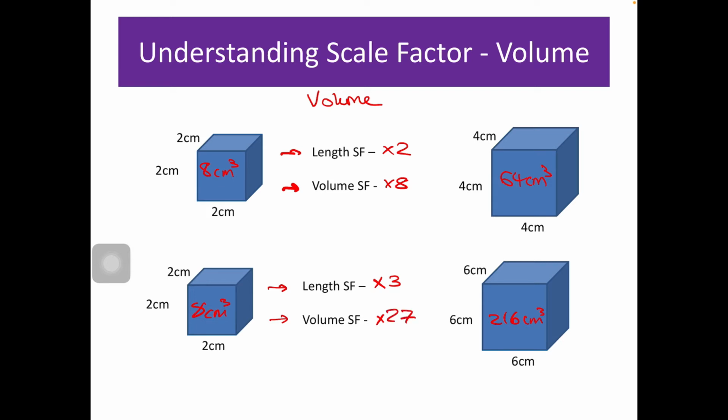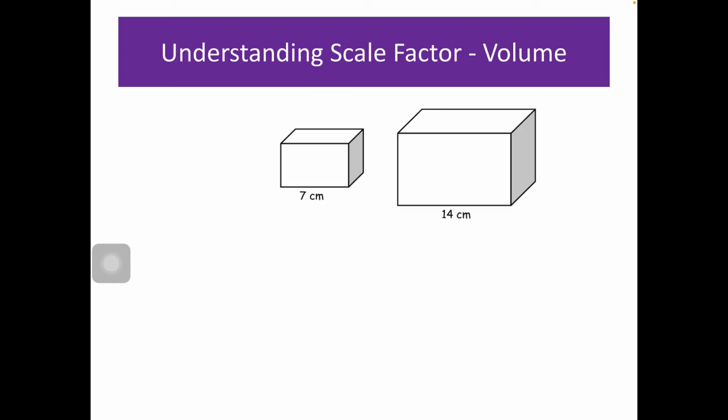Now I'm hoping we can see the same pattern as we did before with these. When we compared our length and our areas, if our length scale factor was x, our area scale factor was x squared. We're now looking at volume. So to go from times by 2 to times by 8, and then times by 3 to times by 27, what we actually do is we cube our scale factor. So we cube our length scale factor to get our volume scale factor. That's the important part of this. So area we square, volume we cube.